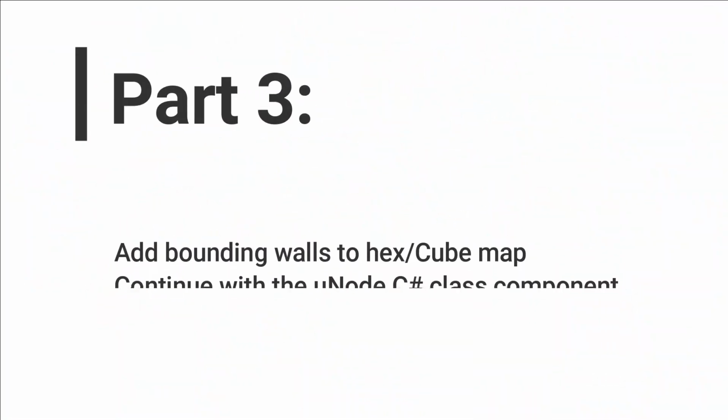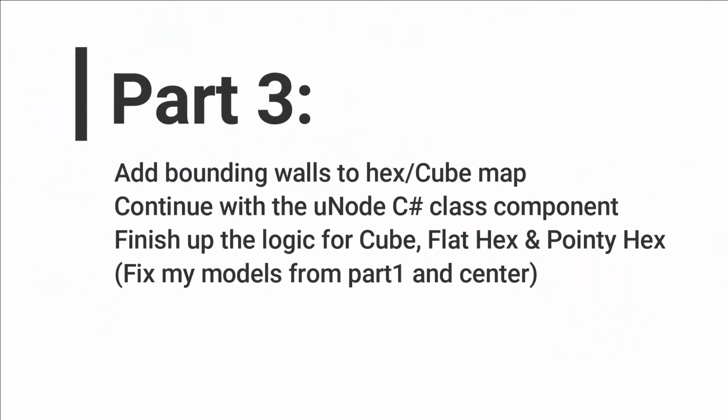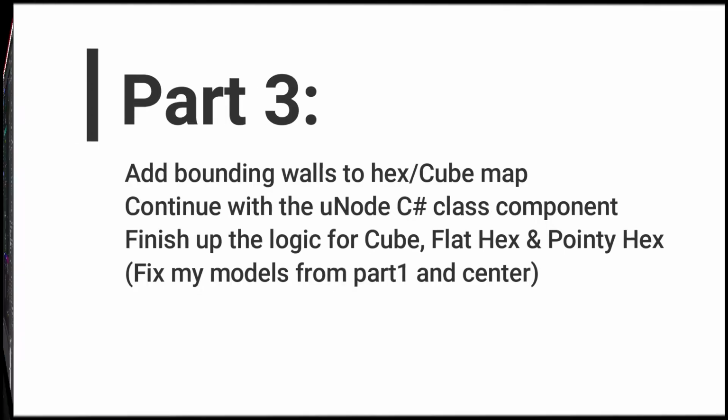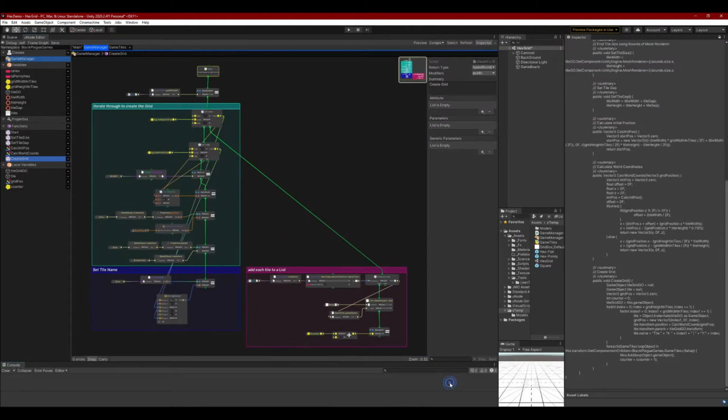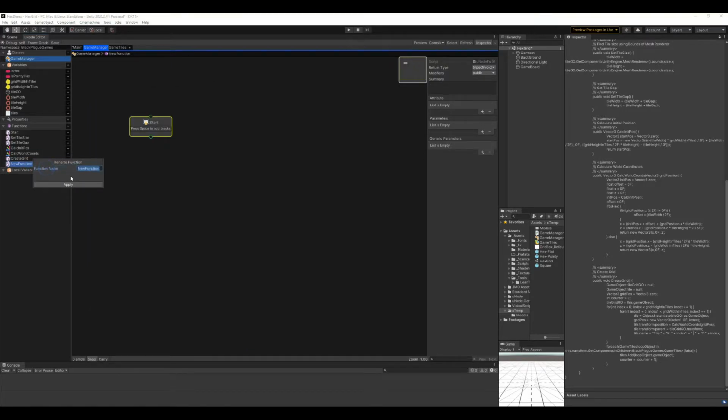We'll continue using the uNode C# class component, and then we'll finally finish up the logic for the cube, flat hex, and pointy hex. So we're going to go ahead and start off with the game manager script, and we're going to create a new method or function called create walls. So go ahead and click on the plus button next to the functions and select add. We're going to go ahead and call this new method or function create walls.